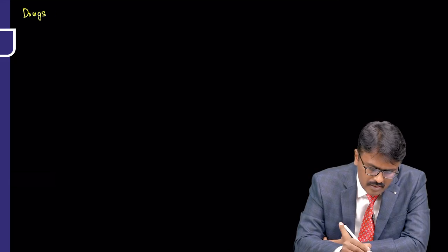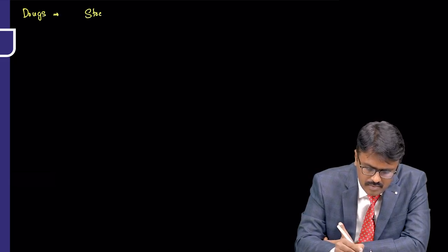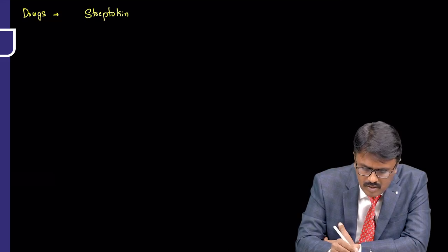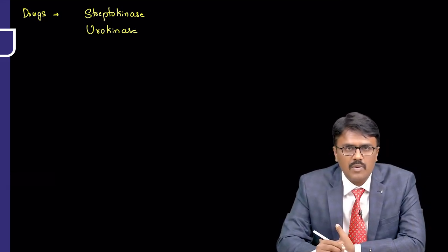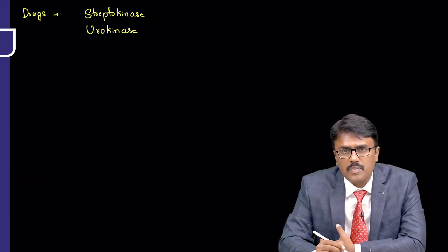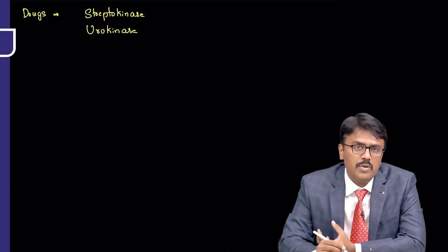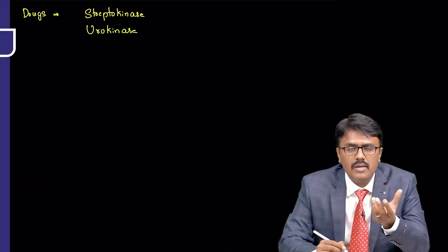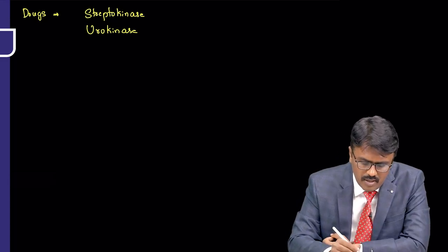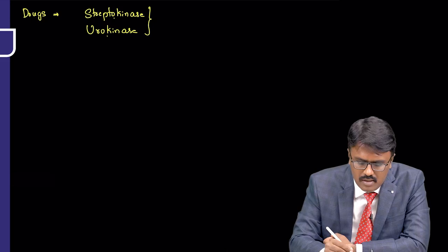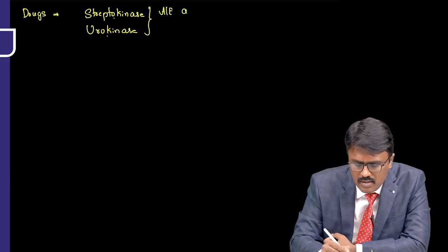So what other drugs do we have? The drugs are streptokinase, and one more drug is called urokinase. Streptokinase is obtained from a bacteria. Urokinase is obtained from human urine, but actually it's not from human urine. It is made with recombinant human kidney cells, I mean, from cell culture. The major drawback of streptokinase and urokinase is allergic manifestation. They can cause allergy. That's why the usage has come down.